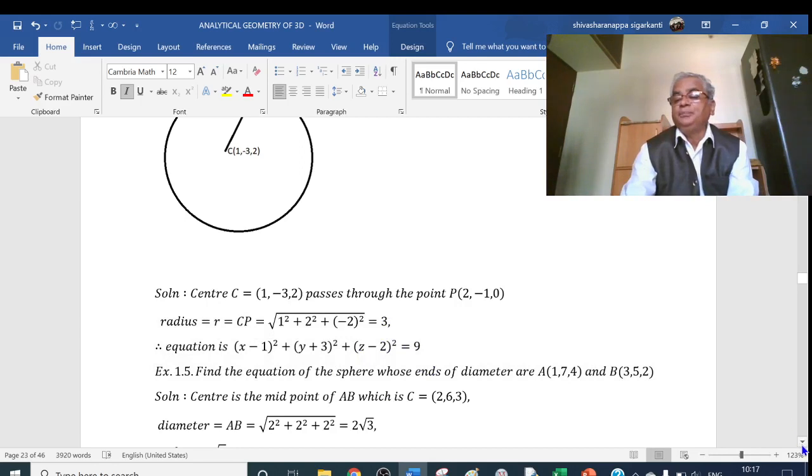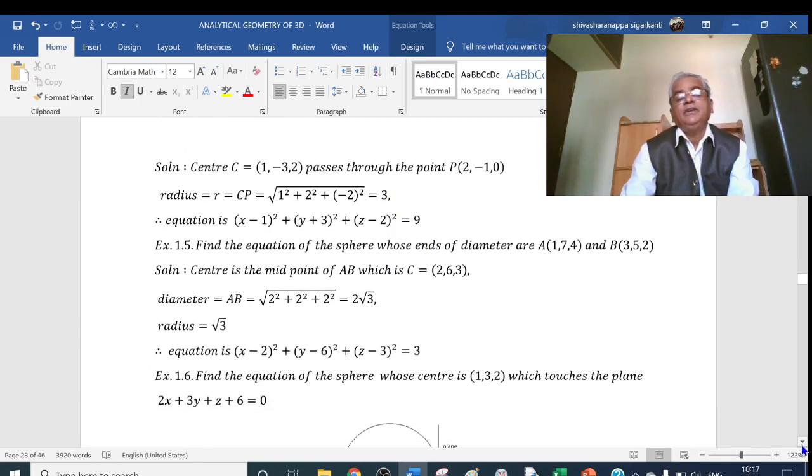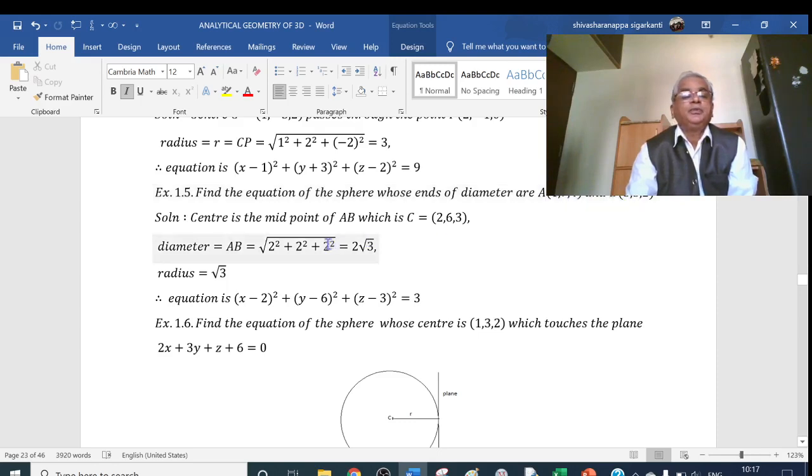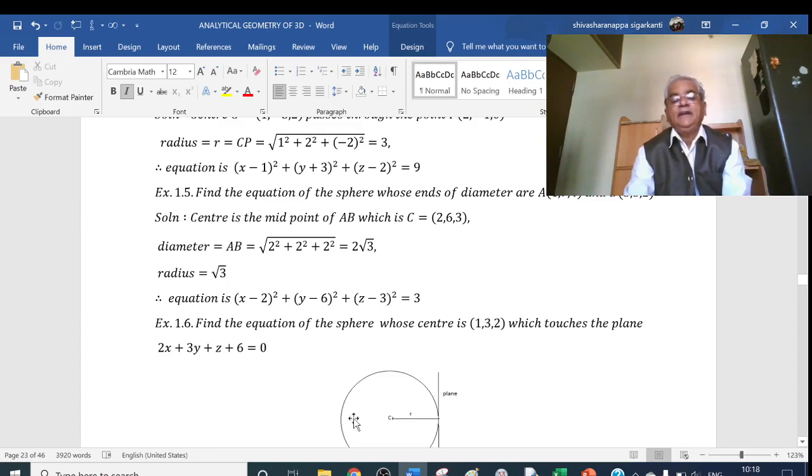Next example, find the equation of the sphere whose ends of diameter are A (1, −1, 7) and B (3, 5, 2). Here A and B are the ends of the diameter. For example, this is the point A and this is the point B. A is given, B is given. Then what is the midpoint of AB? It is nothing but the center. And what is the radius? The radius is nothing but half of the diameter.